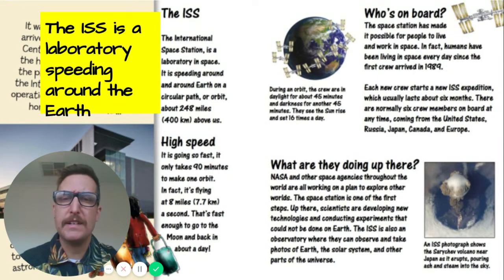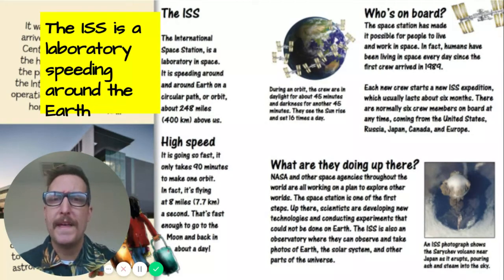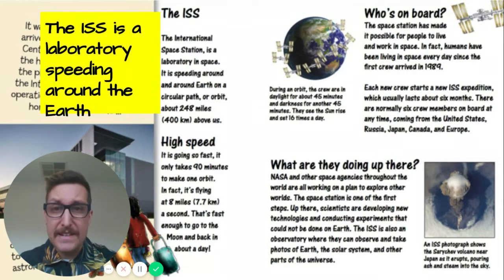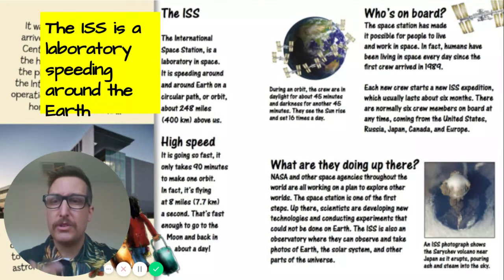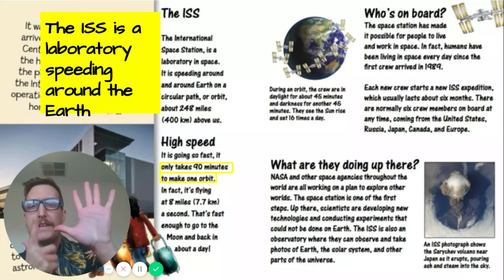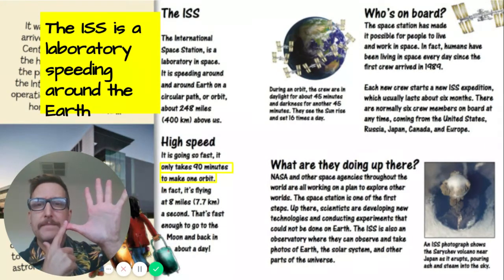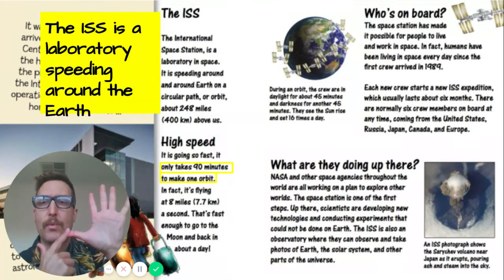From there, I started to think, okay, how can I support that main idea? What actual facts in the text help back up that main idea that it's a laboratory and it's speeding around Earth? So the first thing I was trying to look for is some facts to help the main idea that it's speeding around the Earth. And there's this fact down here. It says it only takes 90 minutes to make one orbit. So on my hand, I'm going here. It takes 90 minutes to make one orbit.